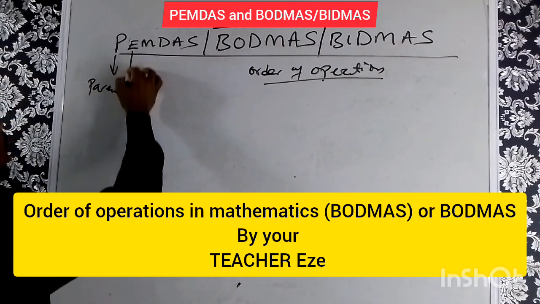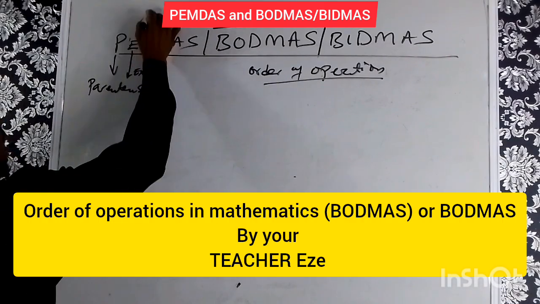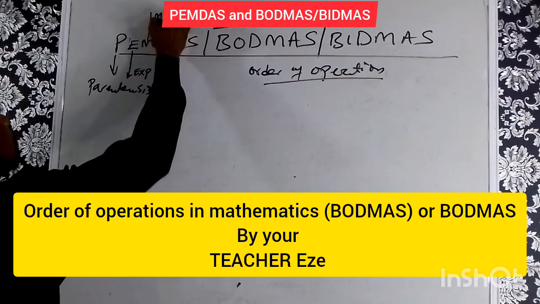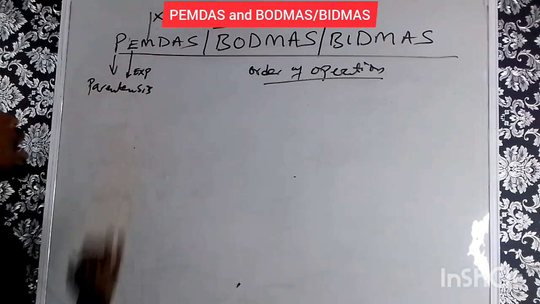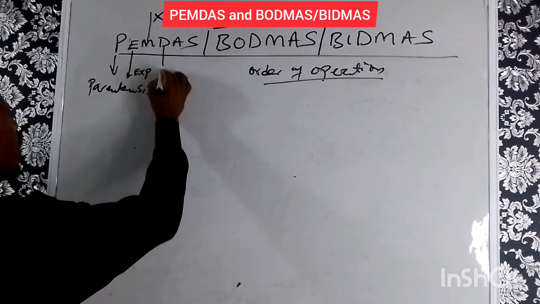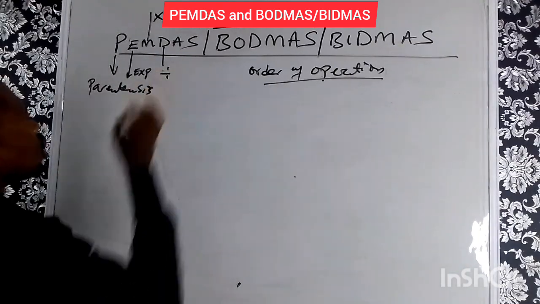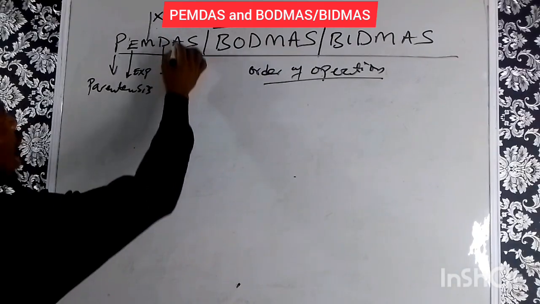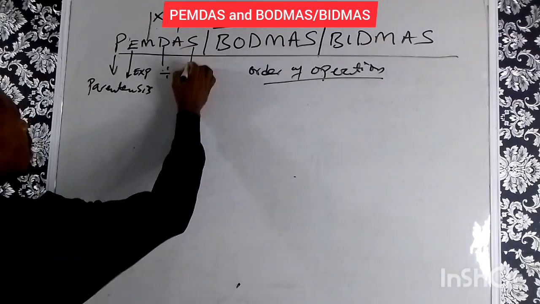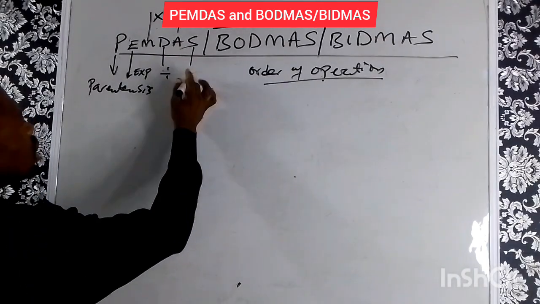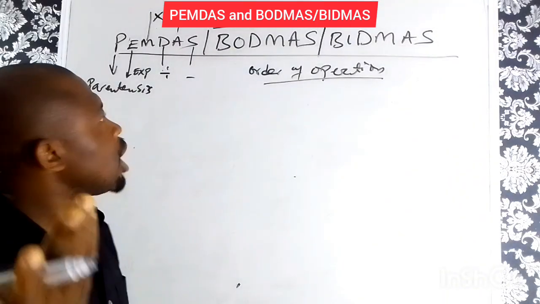E here stands for exponents. M stands for multiplication. Multiplication, of course, is designated as times. D stands for division. Then A is for addition, which is plus. Now S stands for what? Subtraction, which is minus.